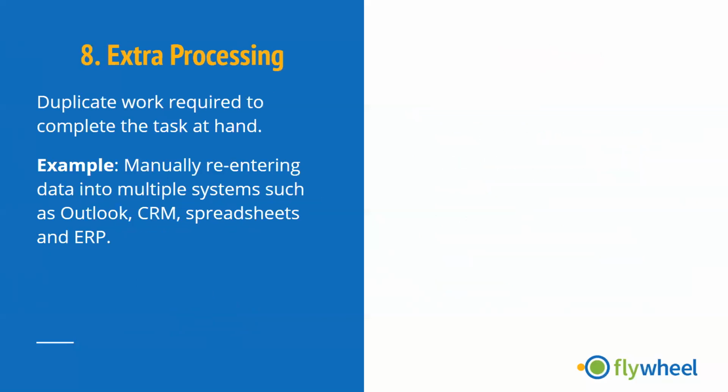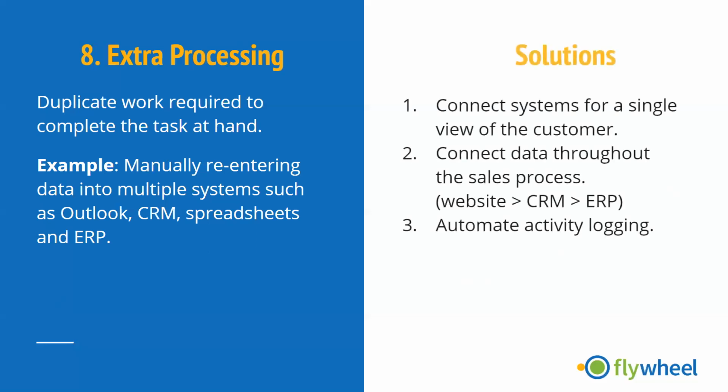The last one I want to talk about is extra processing. This is one we see a lot of, which is these systems are not connected. So if you have like an ERP system that's not connected to your CRM, or you don't have a CRM, and your email marketing people keep lists separately, that should all be in one place. So connect these systems. This is something we can help with. Flywheel connects all these systems together so there's one source of the truth.